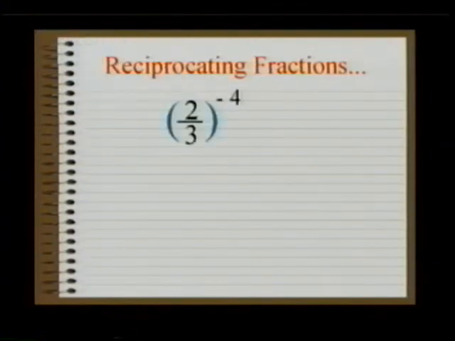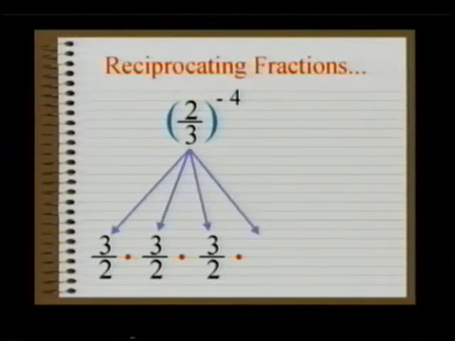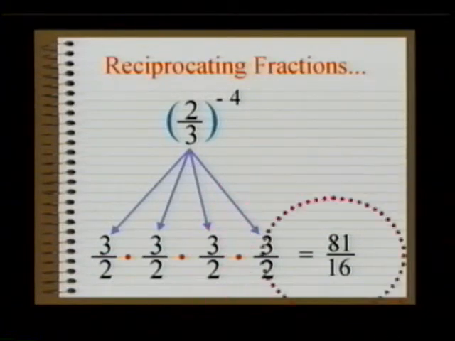What about a fractional negative exponent? Well, let's see. This part of it means reciprocate it, and the 4, of course, basic exponent rules means multiply it by itself 4 times. And in this case, I'll get the 3's multiplying, you may remember, to 81, and the 2's multiplying to 16, and bam, we got ourselves an answer.